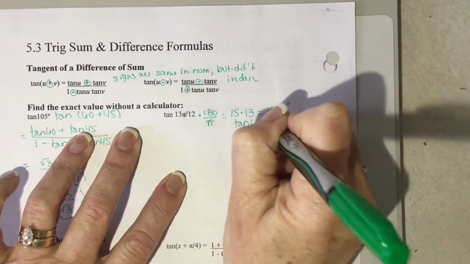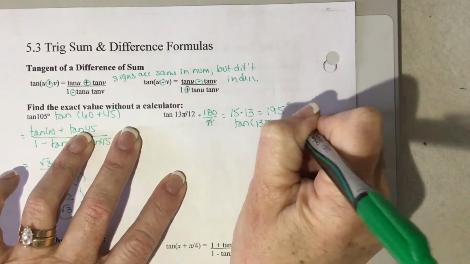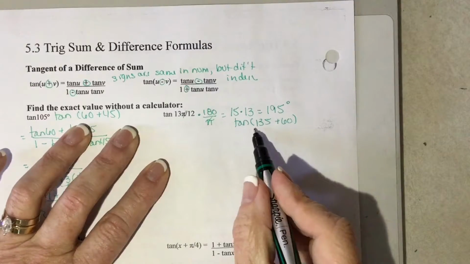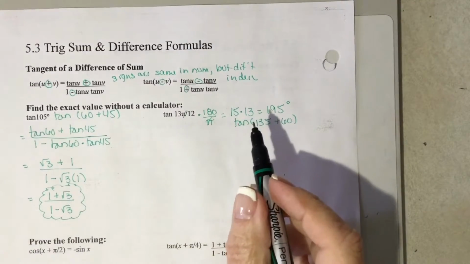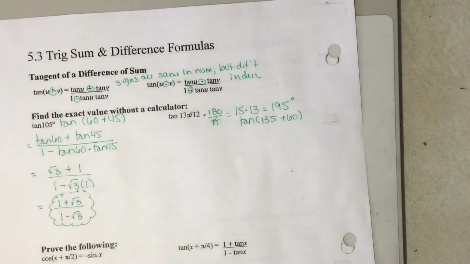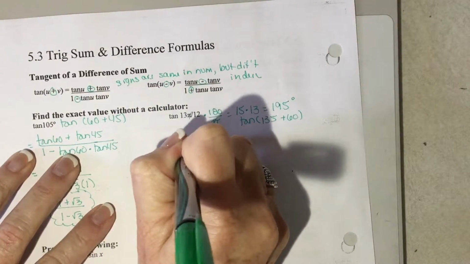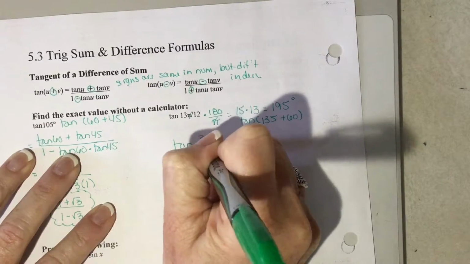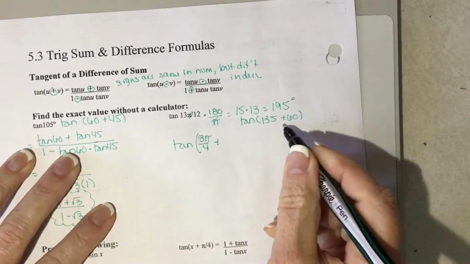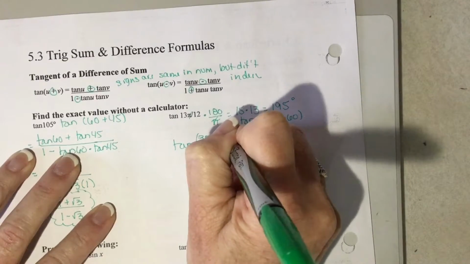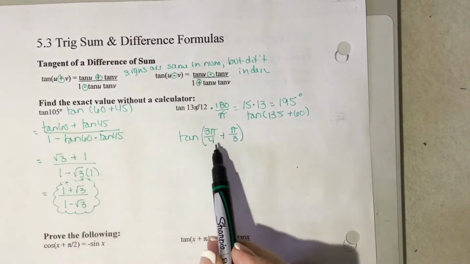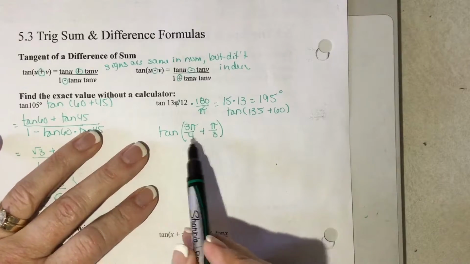How about 135 and 60? Does that sound good to you? Sure, let's use it. But now I want to convert back into radian measurement, okay? So that's going to be written as tangent. 135 is 3 pi over 4. And 60 degrees is the same thing as pi over 3. Okay, so those are the two angle measurements that I'm going to be working with right there in radian measure.